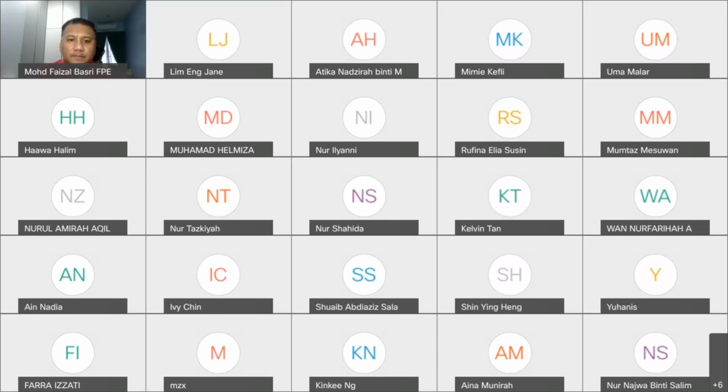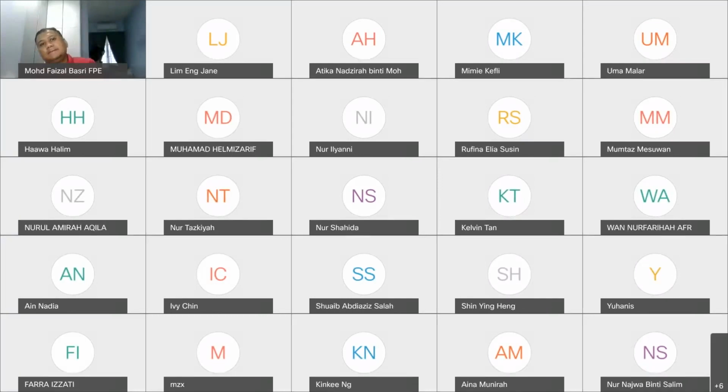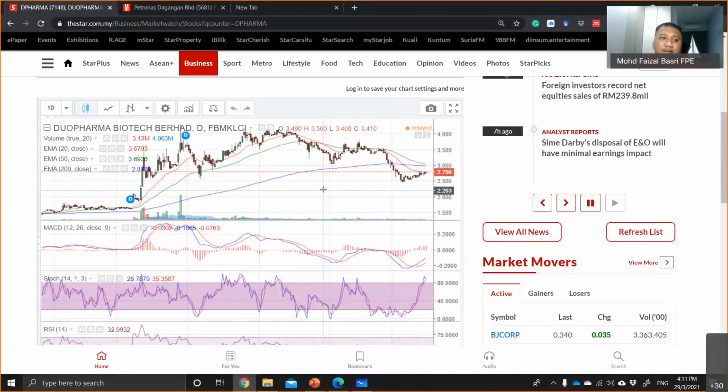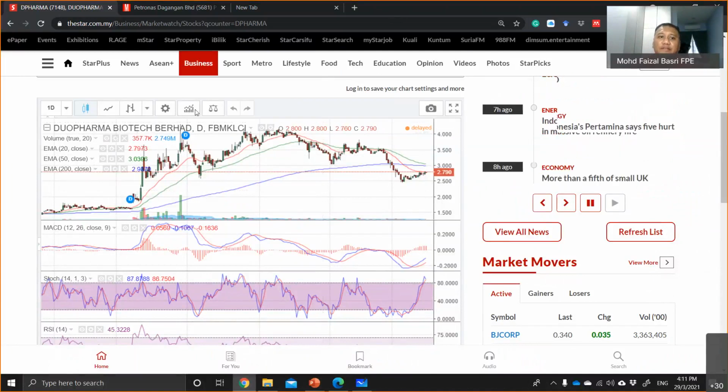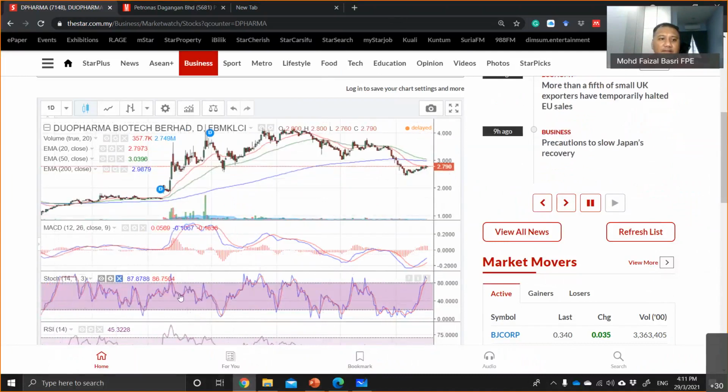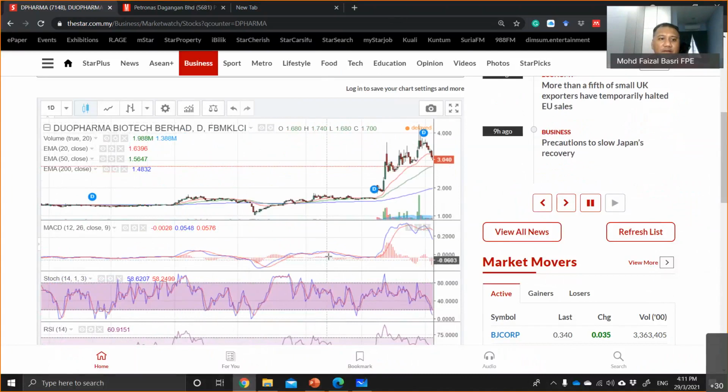These are among the places where you can find historical price. Besides, you can just Google, let's say Duopharma Biotech. So you want to find Duopharma Biotech's share price as at a certain date. You can look here, and slide to find the dates you want to check.